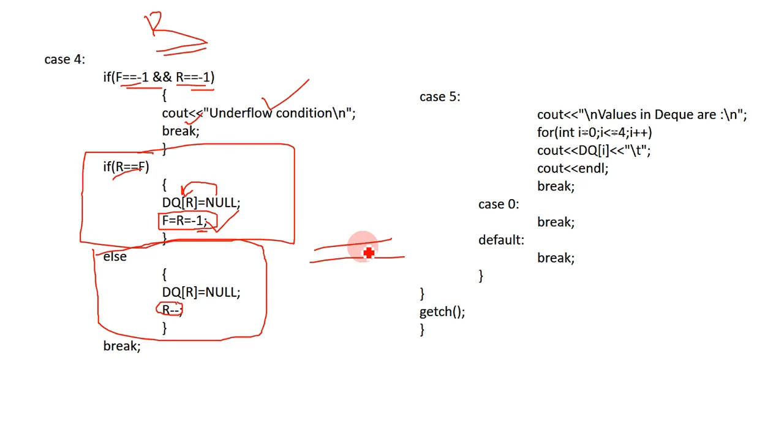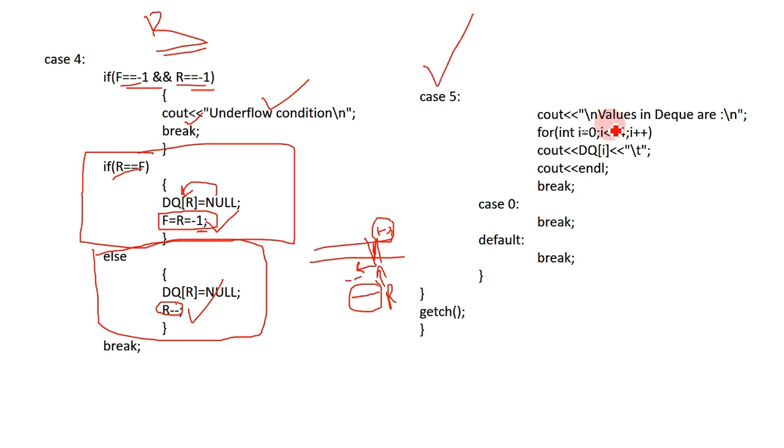Say for example, if this is an array and you are at the rear end at this location and you delete this element, now you have to decrement that. In insertion you have to do the incrementation, but in deletion you will do the decrementation. So assign r with the value r - 1.